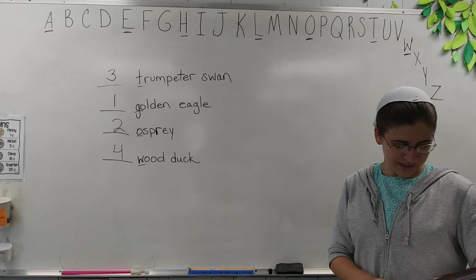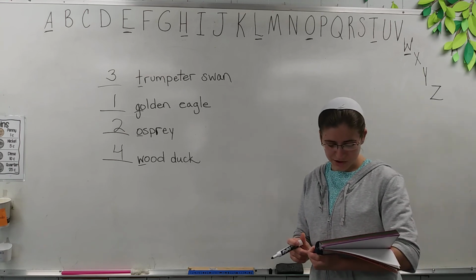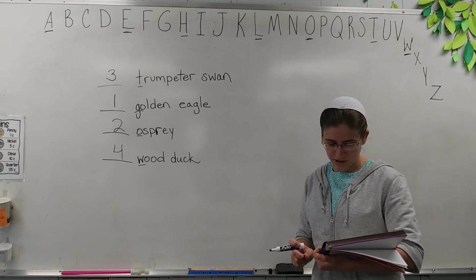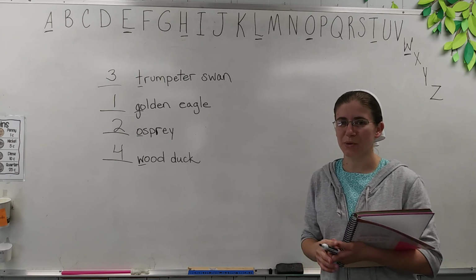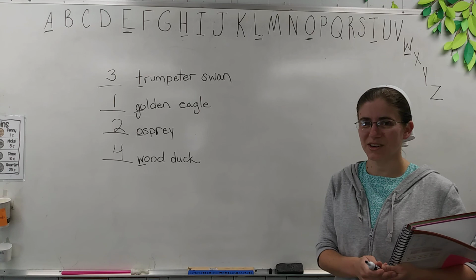For section number 2, you have to look at the second letter of each word. And section number 3, color the circle next to the word that would come first in the dictionary.